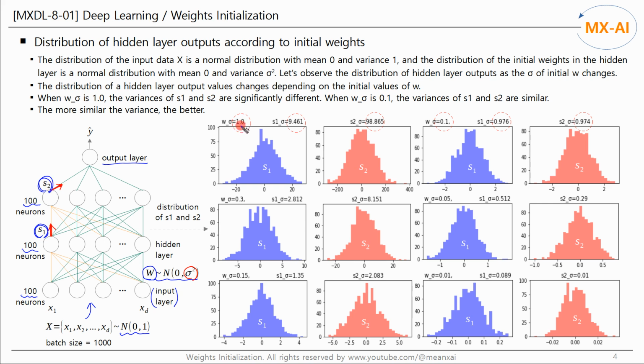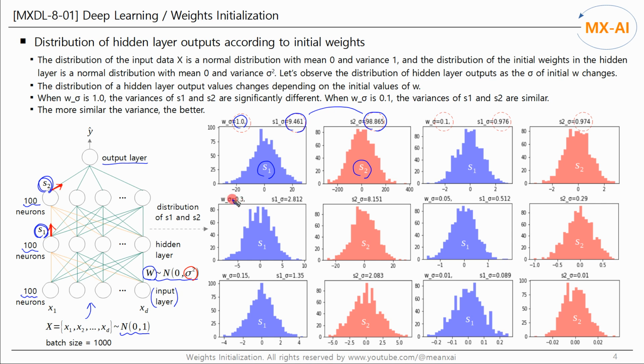When sigma of W is set to 1.0, the distributions of S1 and S2 are as follows. The distribution of S1 is like this, and the sigma is 9.461. The distribution of S2 is like this, and the sigma is 98.865. The two distributions are quite different. This is not good. Our goal is to keep the variances consistent across all layers so that the same information can flow through the network. This helps prevent the gradient from vanishing or exploding.